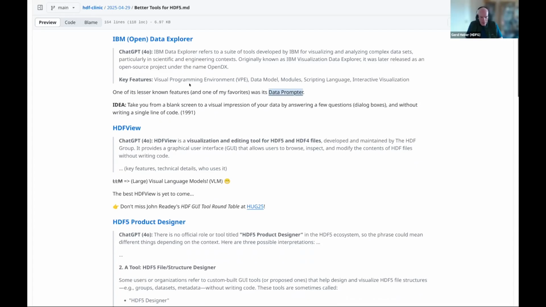Next one up, HDF View. Interestingly enough, ChatGPT knows about HDF View and hits all the high marks, and tells you something about key features and technical details, meaning how it's implemented and all the rest of it, and who uses it. And you could take that in a similar stride. It's trying to reduce complexity through visual metaphors.